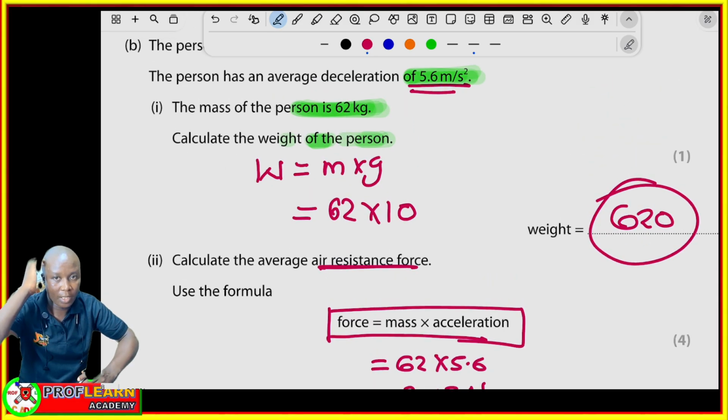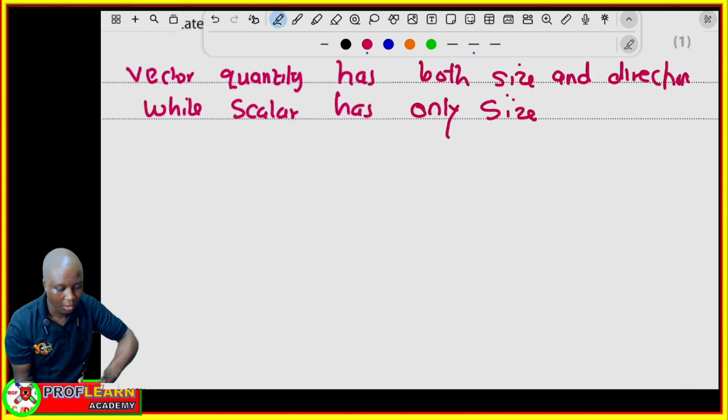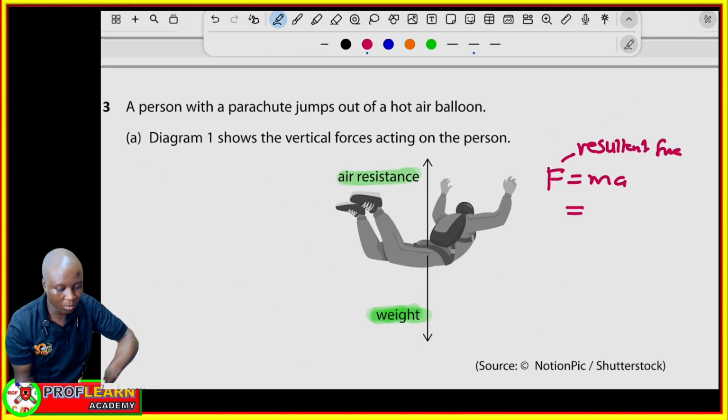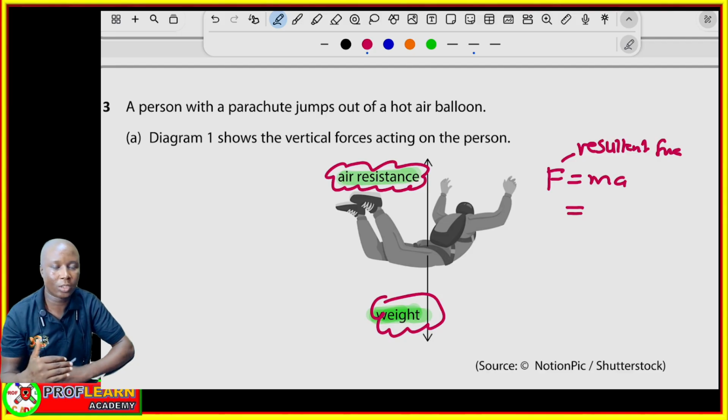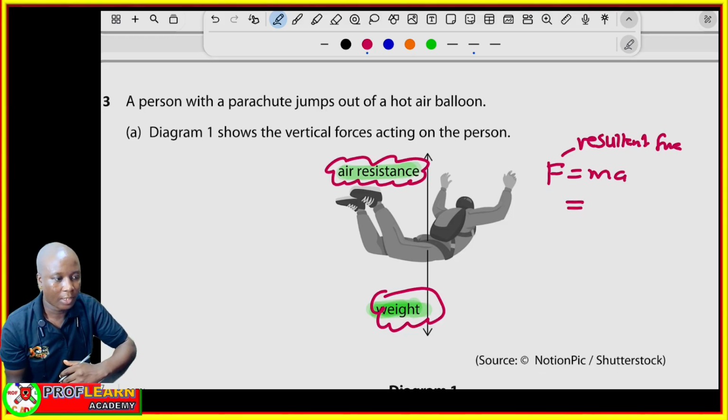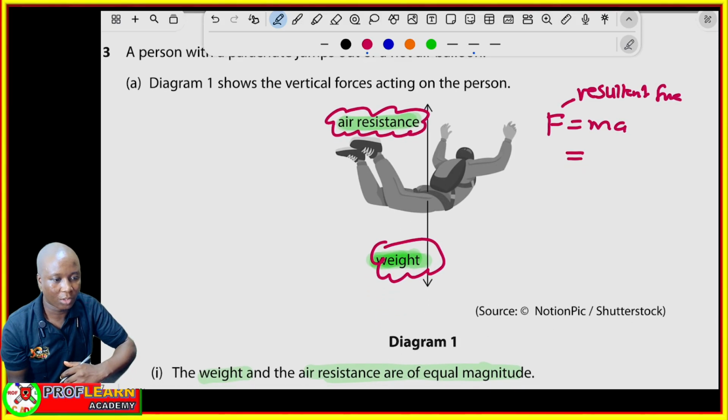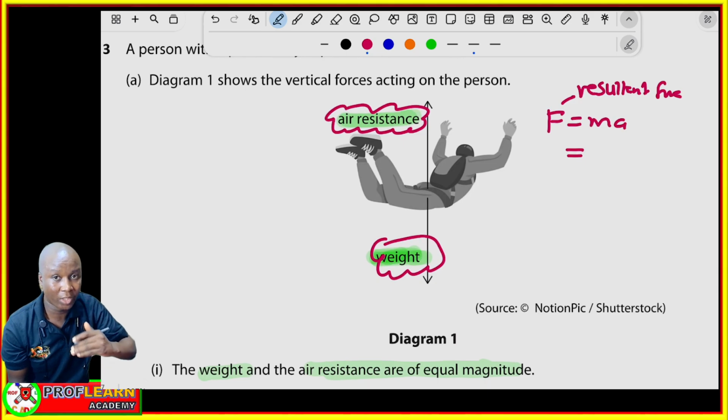Now with 347 newtons, and already we have the weight, since the person is going to decelerate, the resultant force is acting upwards. If the person is going to decelerate, it means the air resistance is the one that is greater. So air resistance minus weight will give us the resultant force, because the air resistance is acting upward and the weight is acting downward. The resultant force is acting upward to slow this person.